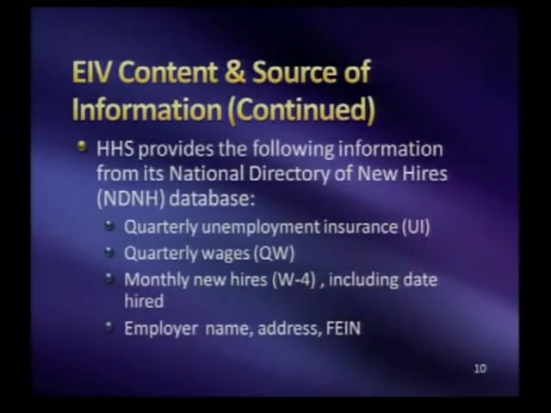And so HHS provides us with quarterly unemployment compensation information, quarterly wage information for both federal and non-federal employers, and then they also provide us with monthly new hire or W-4 information. If you all recall when you started working at a job, one of the forms you have to fill out when you start a job is a W-4, and that's a record of you being newly hired with a company. And so HUD actually gets that W-4 information from HHS, and they provide us with the date that the individual was hired, along with the employer information, name and address, and federal employer identification number.